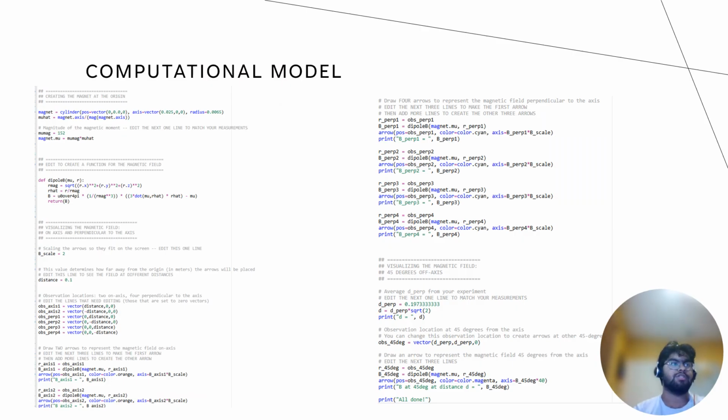Here we have the computational model. So we started off by entering our mu mag that we calculated, had to make a function for the dipole B, essentially calculating what the magnetic field was at each point. Then we listed out our different observation locations. We got the dipoles for each of those locations, and then we made the arrows for all the spots. And then after we did all of that, we found another location for 45 degrees at an angle to our dipole.